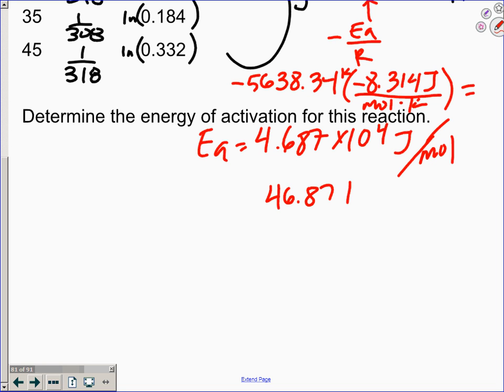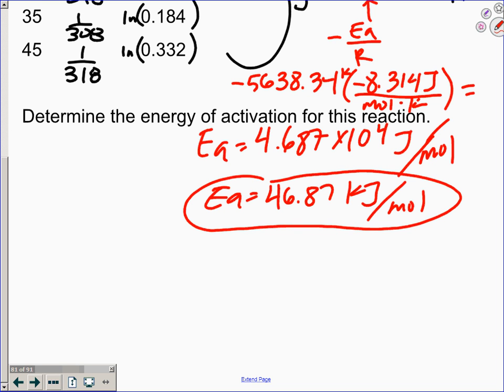46.87 kilojoules per mole, yeah. So a pretty large amount of energy, but we don't really know what we're comparing to, so we just have to call it a day, okay? So we can now plug into the calculator, find ln, or natural log, linear regression. We can find the slope, and from the slope we can derive our own activation energy. Yes? Okay, and then I have a series of questions in the packet.